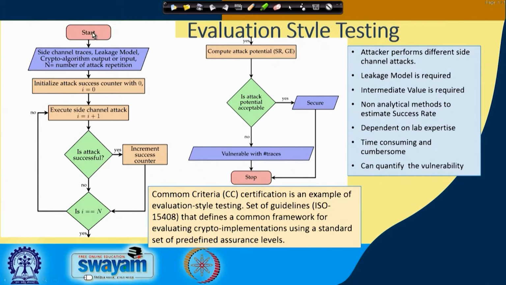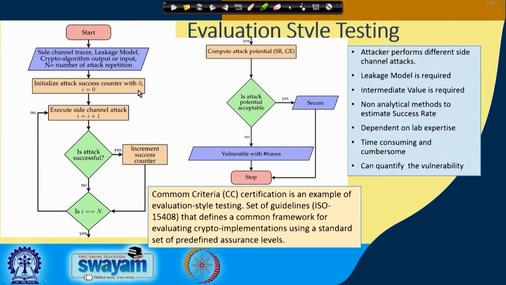So, if we now go through this flow chart and quickly see how this testing approach works, it is as follows. As an evaluator, you would capture several side channel traces. You will make an assumption on the leakage model, and then you will be doing the attack on the crypto algorithm from the output or the input, like processing the plaintext or the ciphertext, and then you will be starting your attack procedure.